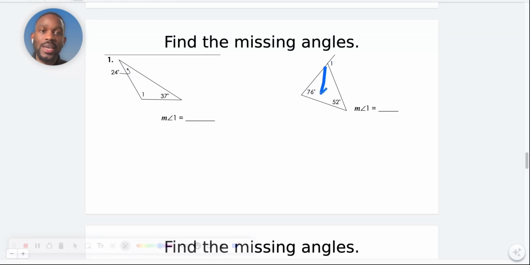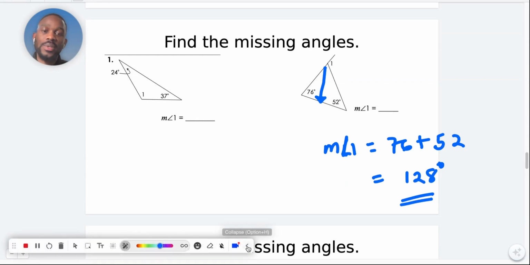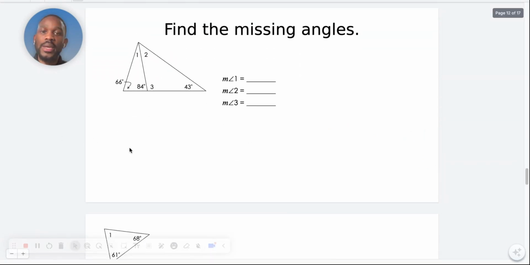So this angle here is equal to the sum of those two angles, this and this. So meaning the measure of angle 1 is equal to the measure of the two interior non-adjacent angles. So 76 plus 52, 128. 128 degrees. So that is how we apply those two theorems. Let's move on to a few more examples.